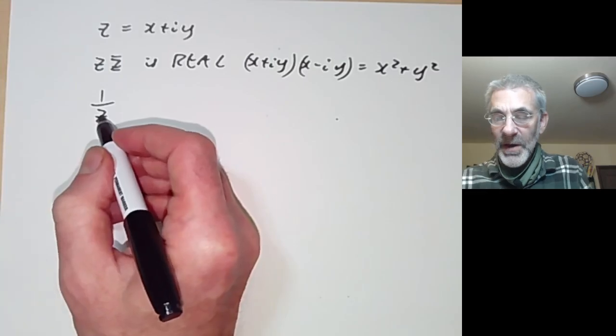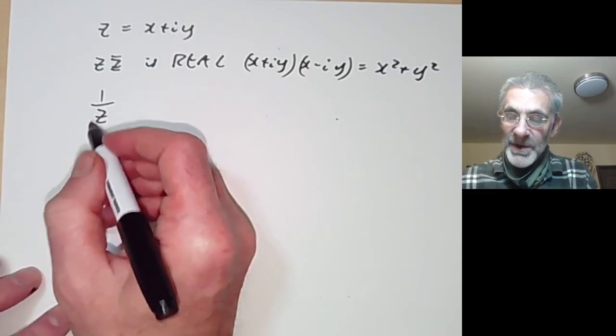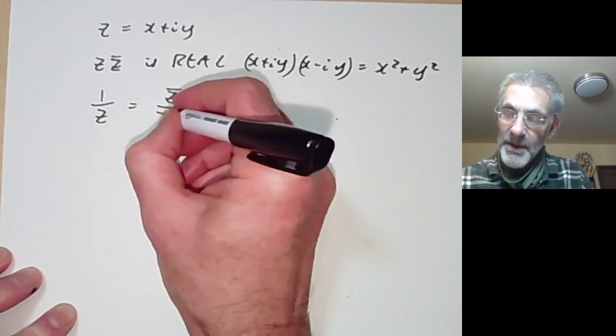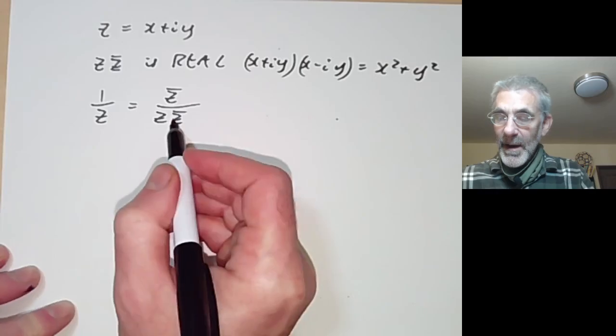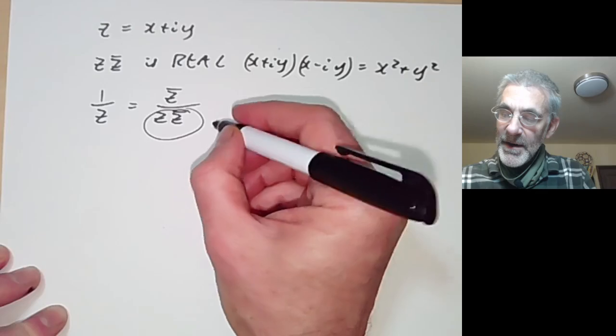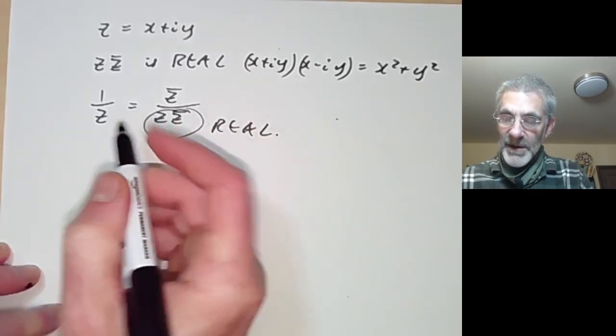So we want to have 1 over z. Well, we don't really know how to divide by a complex number z yet, but we can multiply the top and the bottom by the complex conjugate. And now this division is easy because this bit here is now real. So let's carry this out.